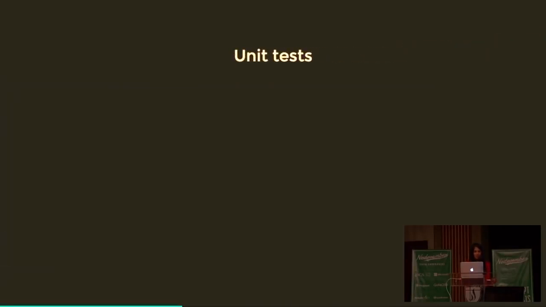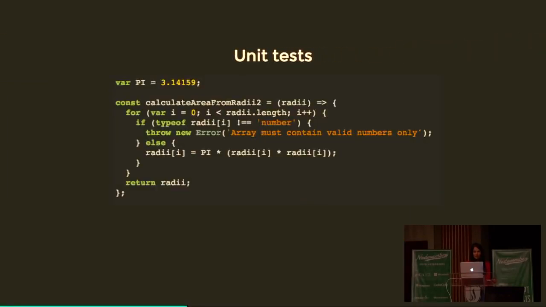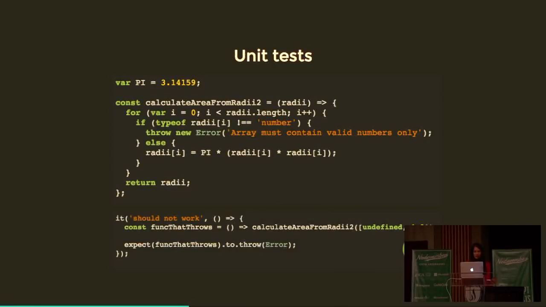And if you're a good test writer, you might also write a test that says, this should not work, and you pass in invalid inputs. In this case, you expect that function to throw an error, but this test fails. It doesn't throw an error because we saw that undefined squared equals NaN, and it will not throw. So then you might go back, update your program so that your test passes, and now your test passes.